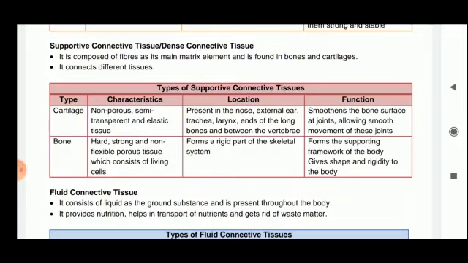So if I ask the question, which connective tissue is supporting or making the framework of the body, giving you shape and rigidity, then your answer will be bone. When I ask which kind of tissue is helpful for the proper connection of the skin to the bone, then you will say connective tissue.